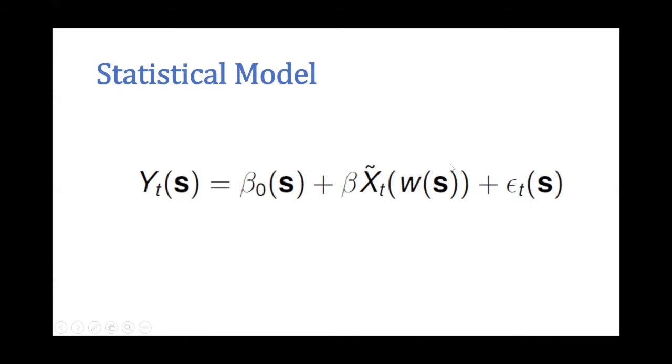But apart from just this warping, there is also this tilde, which signifies that we are not just using the X itself, we're using a smoothed version of X. So we are using smoothing on top of this warping as well. What do you mean by smoothing?